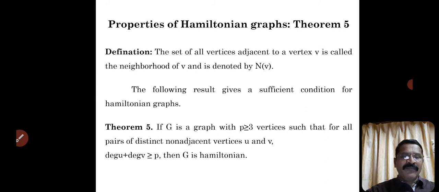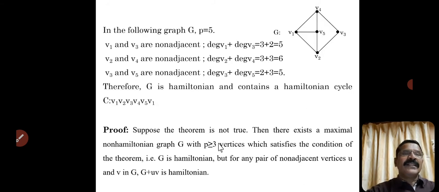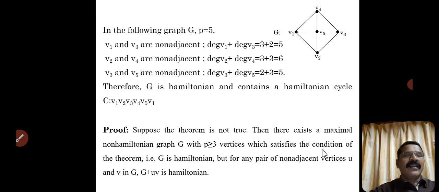A graph with P greater than or equal to 3 vertices such that for all pairs of distinct non-adjacent vertices U and V, degree of U plus degree of V is greater than or equal to P, then G is Hamiltonian. Let me take one example. Here we have considered a graph. This graph contains 5 vertices, say V1, V2, V3, V4, V5.